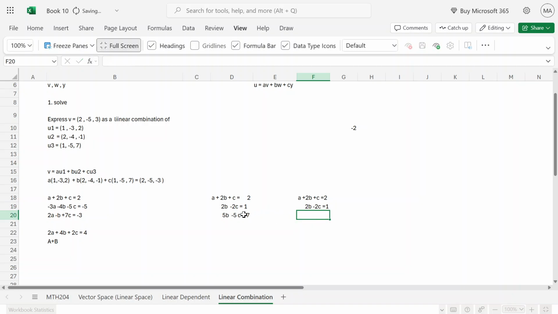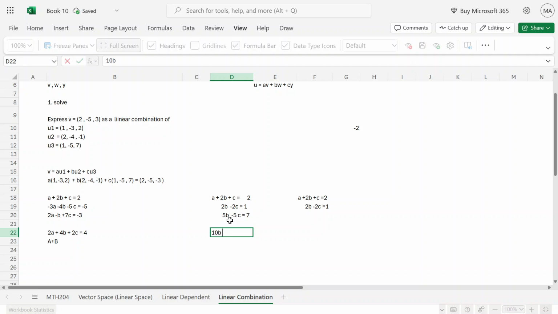Yes. Then the next one, we need to eliminate. So we have 5b here, so we can times this by 2 first, so it can make sense. So this is just 10b, minus 10c equals 14. Now to have 10b, we just multiply this by 5. So this will now be 10b minus 10c equals 6.